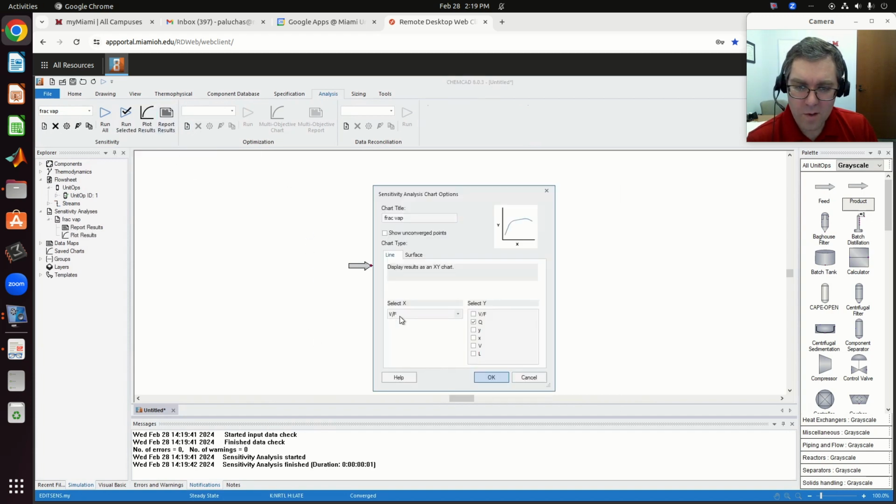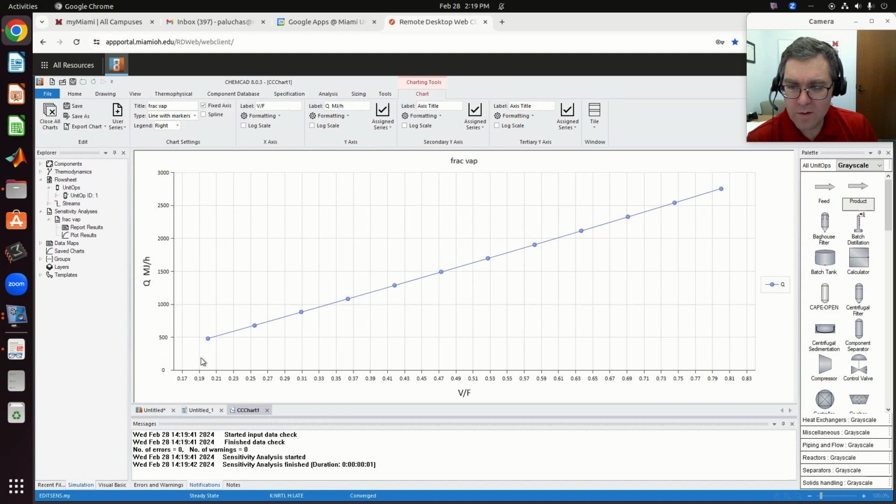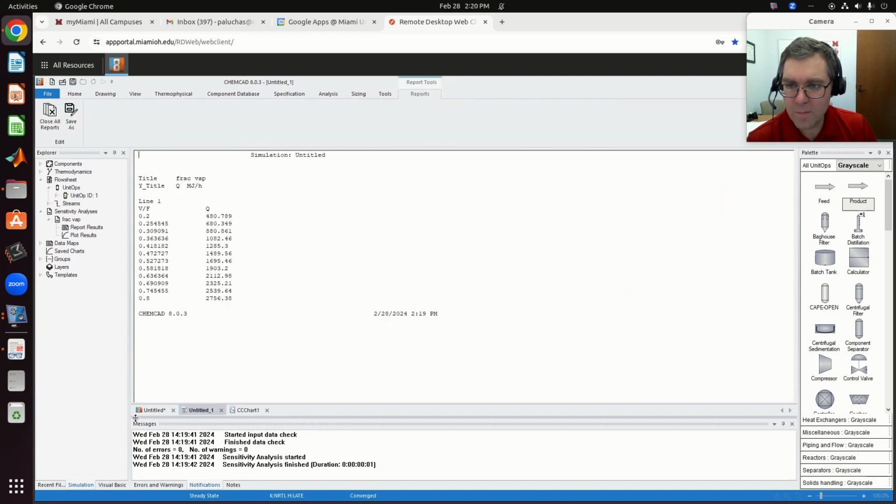I'm going to plot my results. So here's the fraction vaporized. We can look at the heat duty. Okay, so as the fraction vaporized increases, the heat duty increases, and that's in megajoules per hour, just as I would expect.